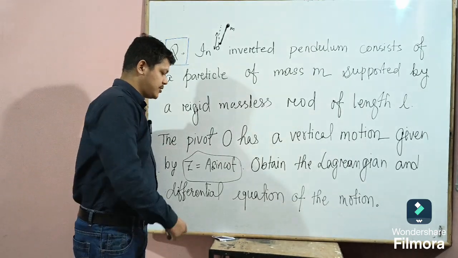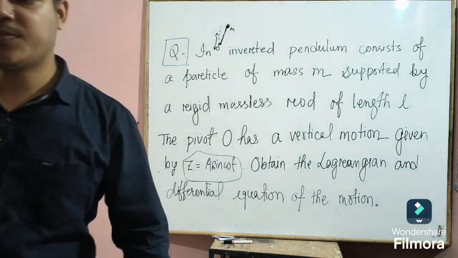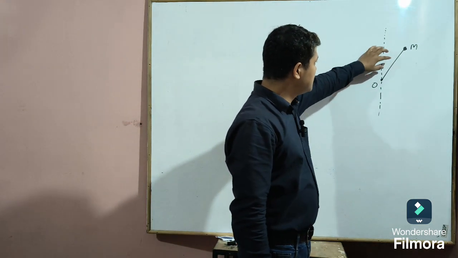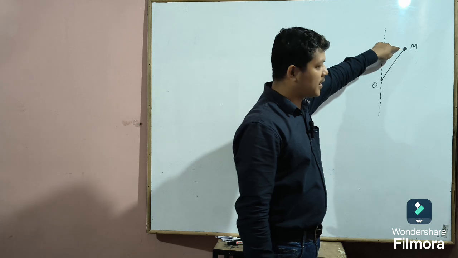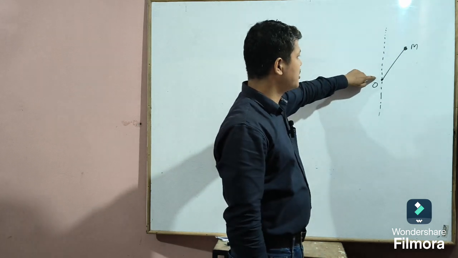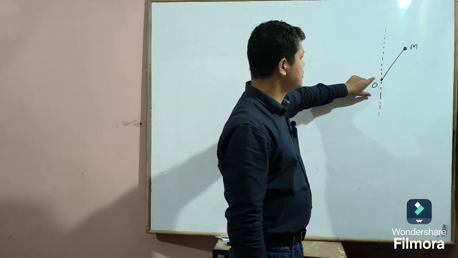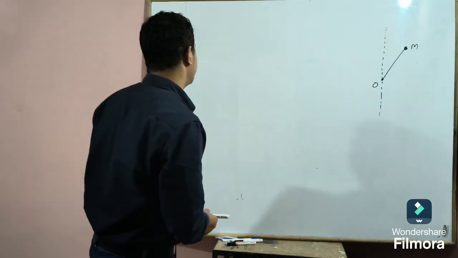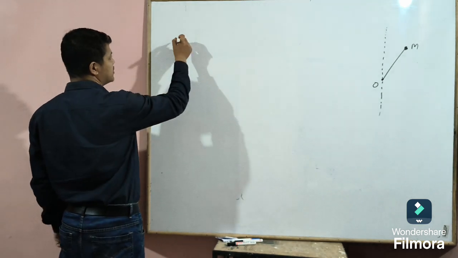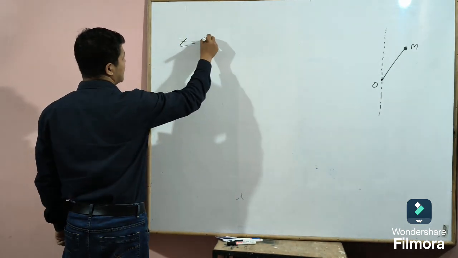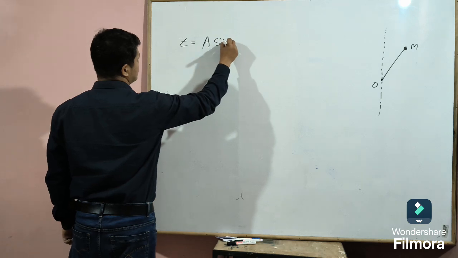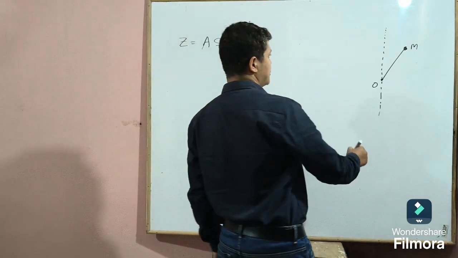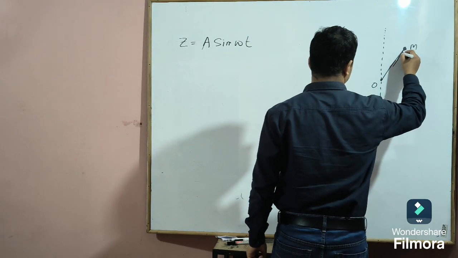Now let me clean this board. First note the question, pause the video. Now you see, this is the rod and this is the particle of mass m. This is the pivot, which is O, and it has vertical motion given by this equation, z is equal to a sine omega t. This rod is a massless rod.